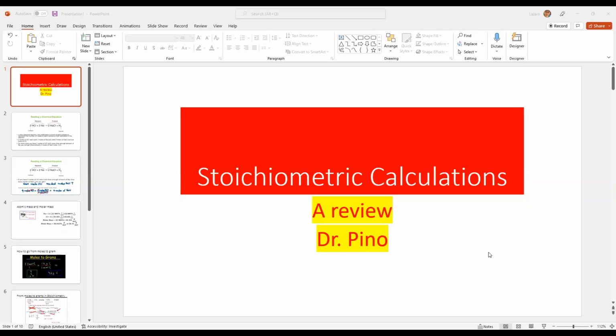Okay, I know that some of you have some problems with the stoichiometric calculations, in special for the lab report of this week. So I prepared this review in order that you have an extra explanation of this problem, and then you can solve any kind of problem. Let's begin by what is a chemical reaction.